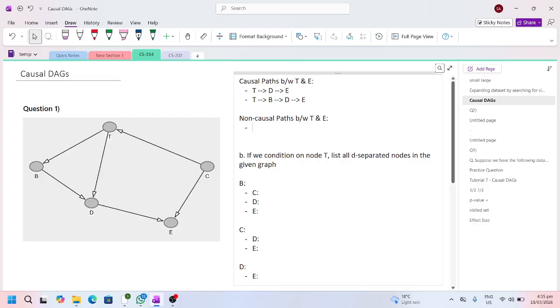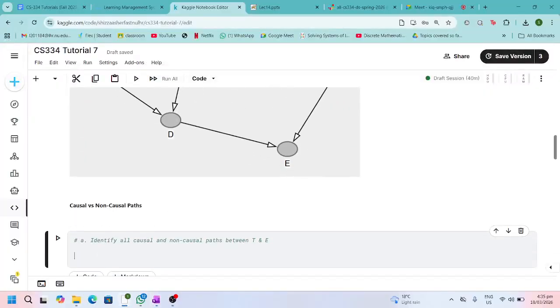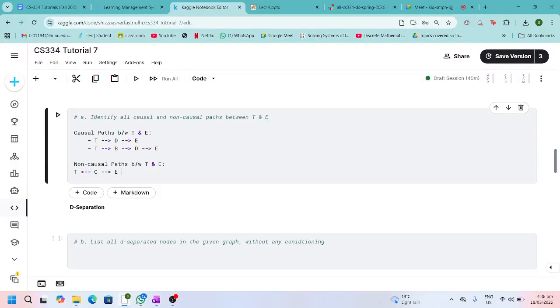A non-causal path is just the opposite of a causal path. Can you list one? There's only one actually. C to E, and then C goes into T from this side. So that is your non-causal path. You list all the causal and non-causal paths between these two. We'll add this to the solution. In fact, even if we don't, you're going to be given these in the solution.